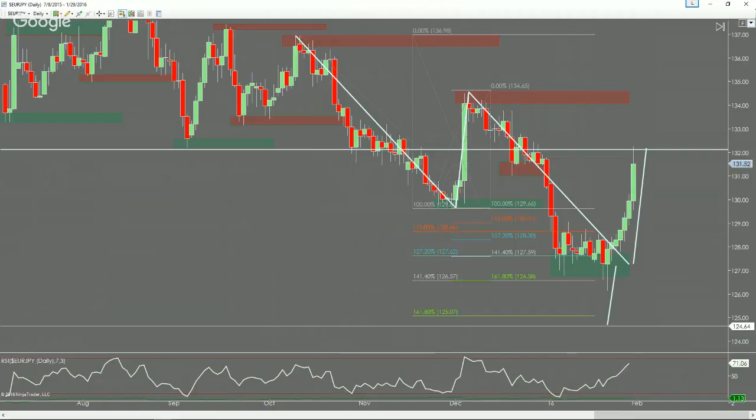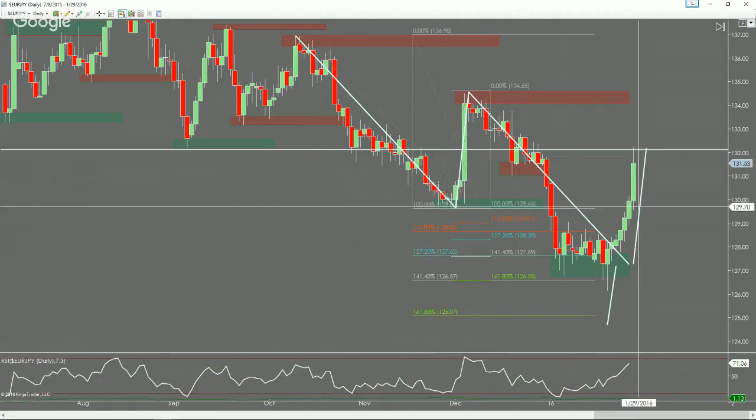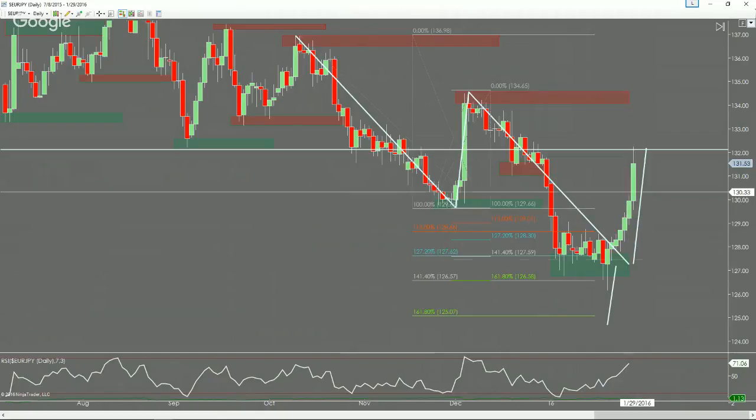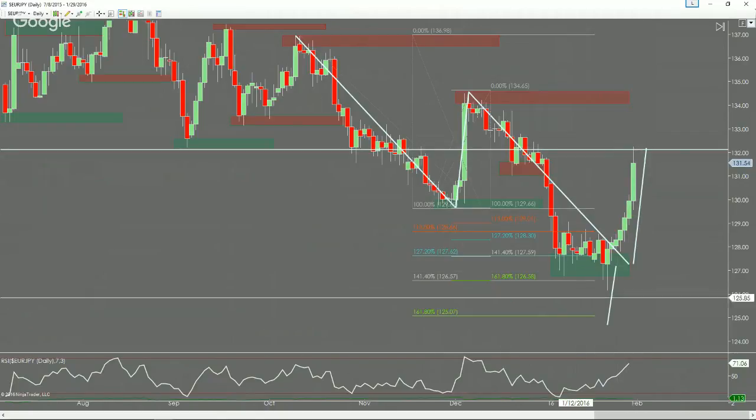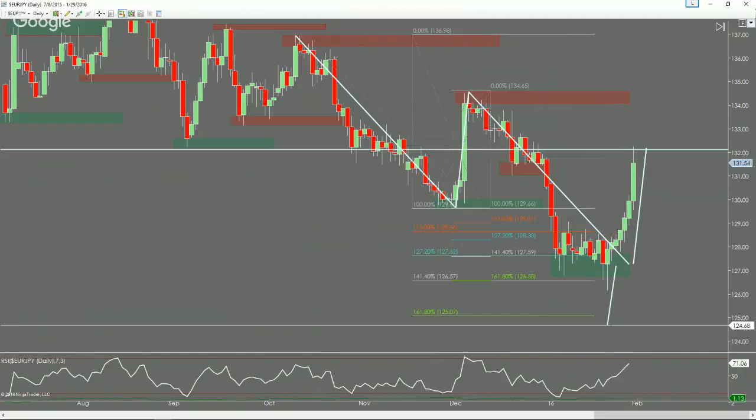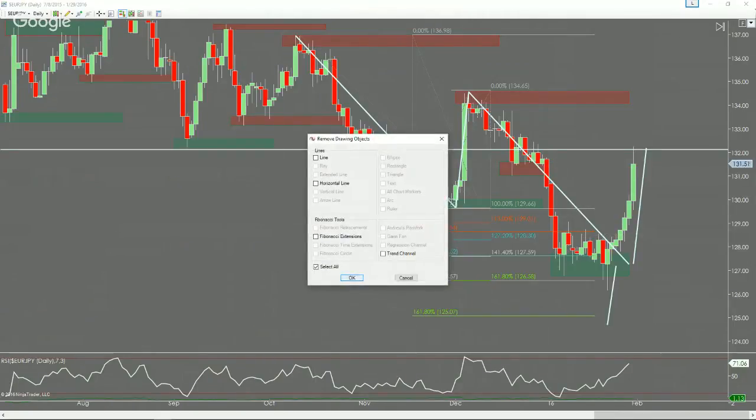And we said that for stops, we just really took half of this move right here, and stops would be right here below the 125 even. And it looks like it did hit that target right there. So let's go ahead and delete that.